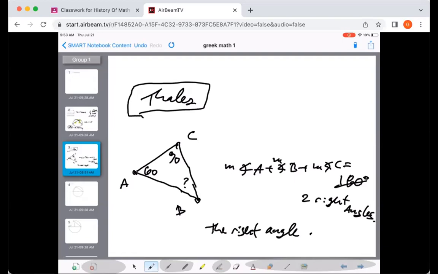They really needed degrees for astronomy. But the Greeks used the right angle, at least by Euclid's time, as their measurement.